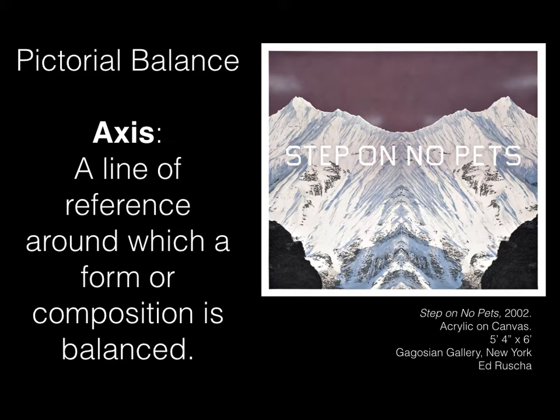All right, so in our pictorial spaces, in order to create balance, we often refer to the axis line. The axis line is a line of reference around which a form or composition is balanced. In this piece by Ed Ruscha called Step on No Pets, this is actually a palindrome. If you were to fold it in half, it would perfectly line up on both sides, and it's even reinforcing that with word play where you can see that those words are inversions of each other. So this axis line is kind of the whole point of this piece. Everything derives from what comes out of the middle, and it's really the whole thing that the piece is balanced around or focused on. So that line going right through the middle, that axis line.